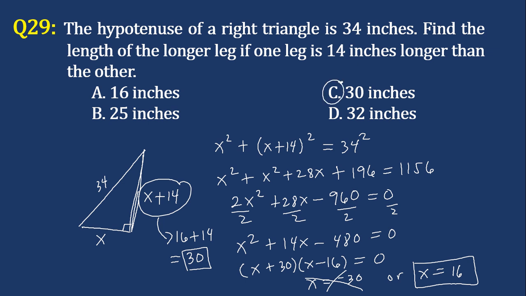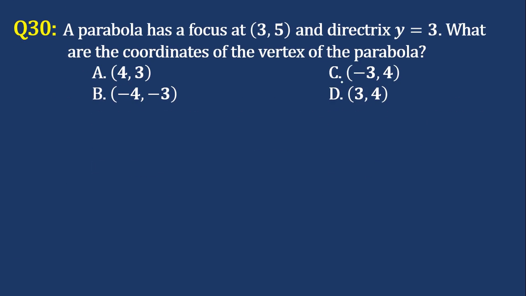We are now on the last item. Question number 30. A parabola has a focus at 3, 5 and directrix y equals 3. What are the coordinates of the vertex of the parabola? Okay, the focus of a parabola is always in its interior. Now, let us plot the focus and then graph also the directrix.